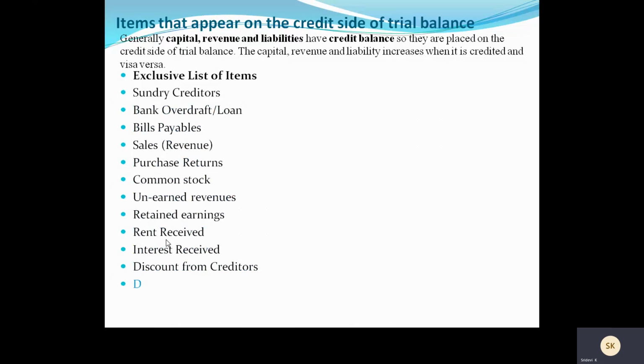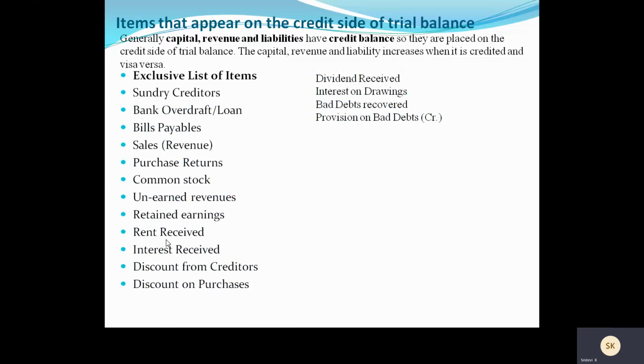Discount from creditors, discount on purchases, dividend received, interest on drawings, bad debts recovered. Bad debts will be shown in the debit column, but bad debts recovered will be shown in the credit column of the trial balance. Provision on bad debts, any provision, apprentice premium, and any miscellaneous income like sundry income, any income that is received by the company. All those come under the credit column of the trial balance.